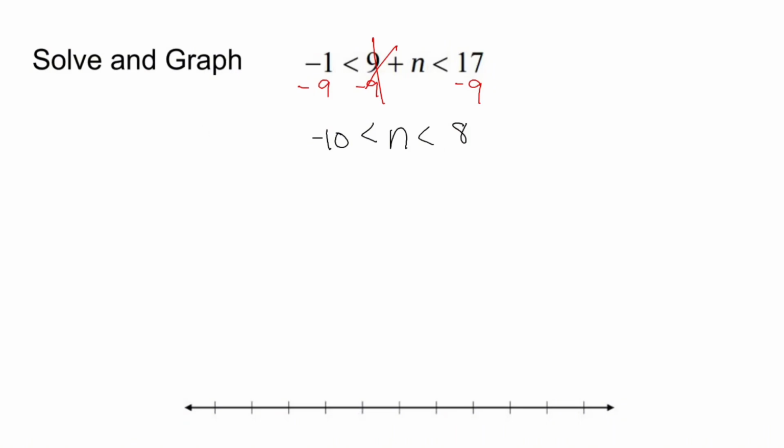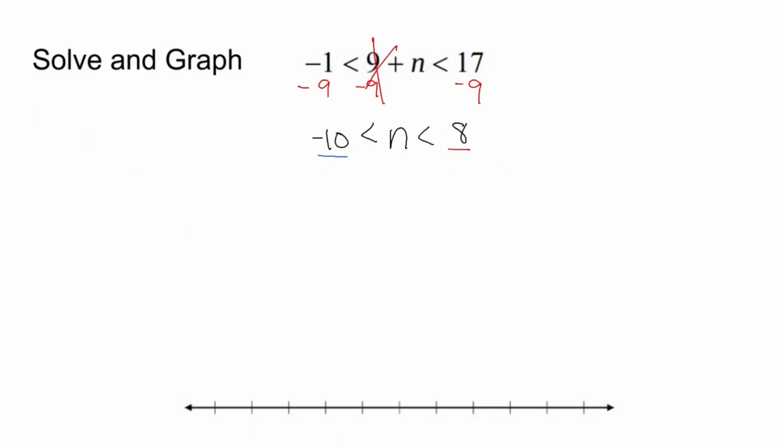Now, this is called an in-between statement because when you have a number is less than n is less than a number, this is literally saying that our variable, the numbers that we care about, is in between negative 10 and positive 8. So how do we show this on a number line?